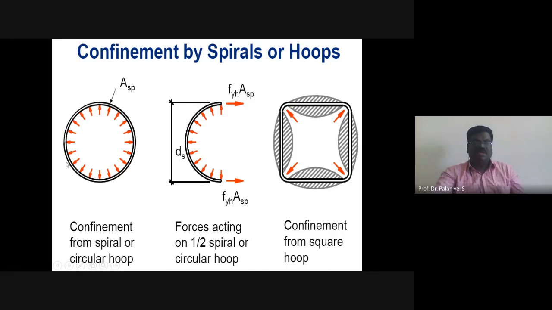But with a circular ring, the confinement pressure will be uniform. When the concrete tends to dilate, or is pushed laterally, the circular lateral reinforcement will offer very good, uniform confinement pressure. But in rectangular stirrups, it is not the case. Only at the corners is the confinement pressure more. At other places, the confinement pressure is less. It's not uniformly distributed.